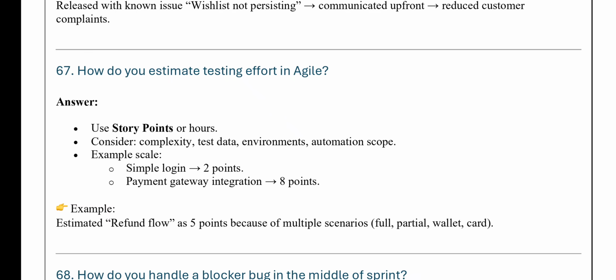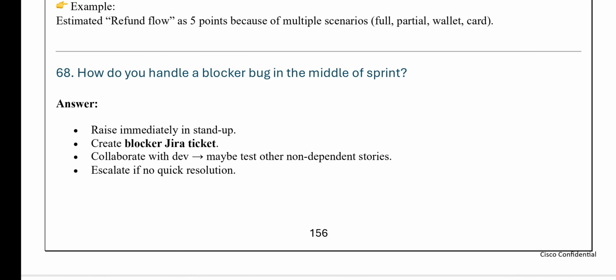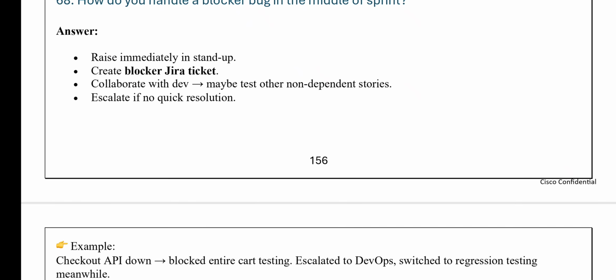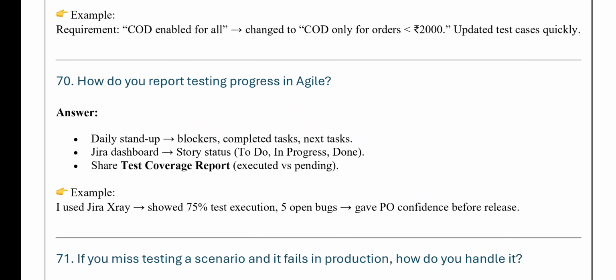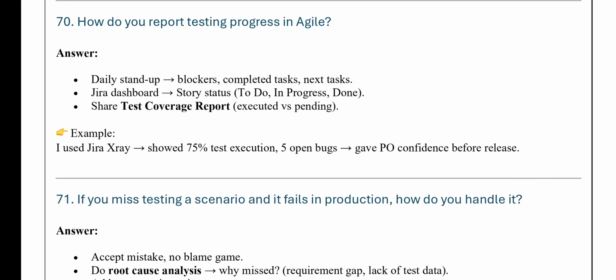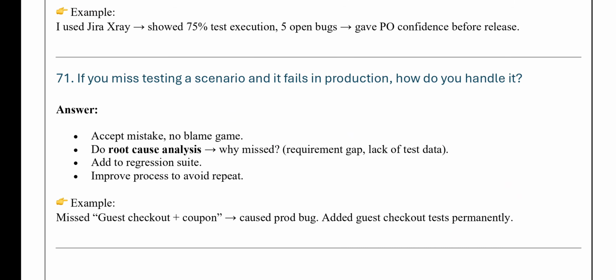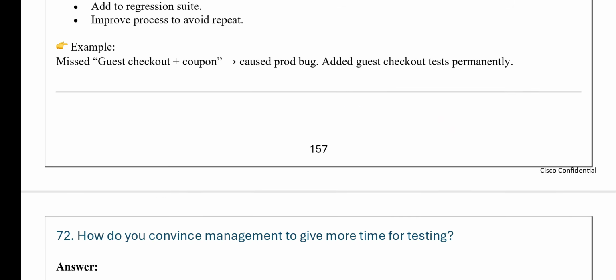How do you estimate testing efforts in Agile? How do you handle blocker bug in the middle of the sprint? How do you test when requirements keep changing? How do you report testing progress in Agile? If you miss testing a scenario and it fails in production, how will you handle it?